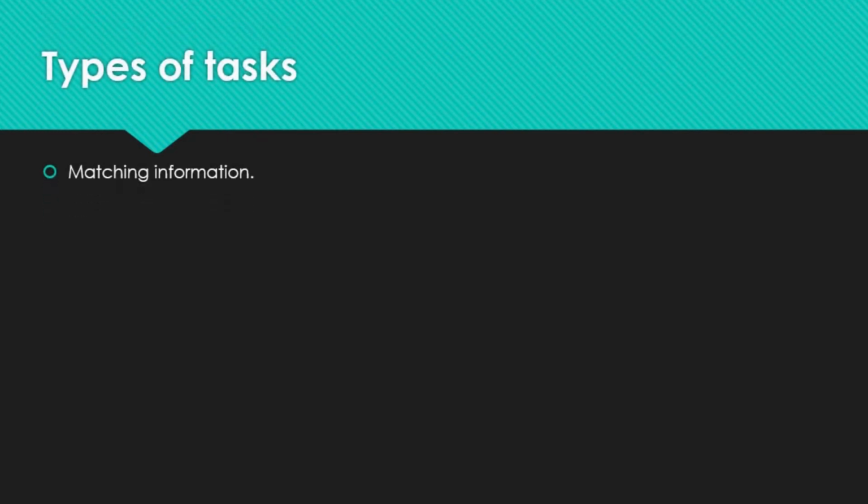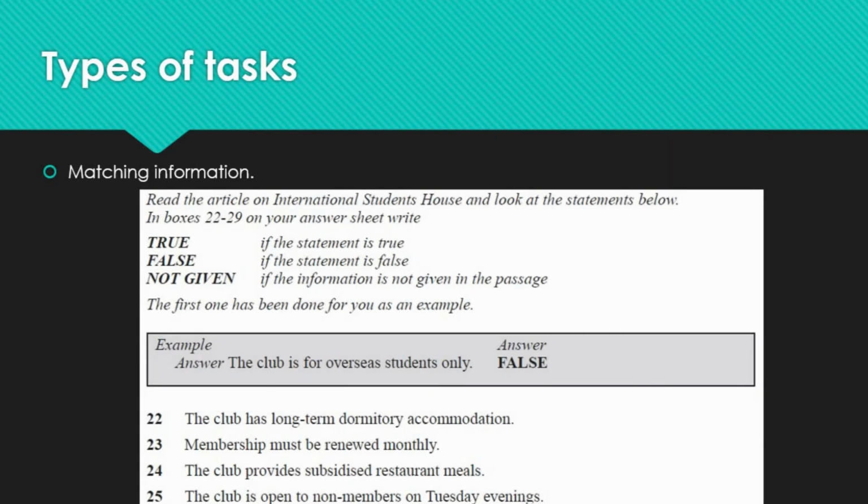The next type of question is called matching information. This type of question is usually called true, false and not given. However, the basic concept of this question is to match information from the passage. Now you can say that it is similar to the previous yes, no and not given, to which I would agree a little, but it is not completely the same.